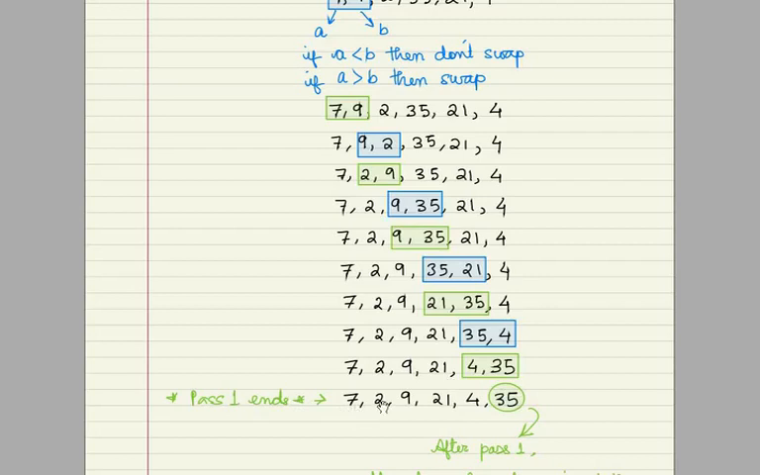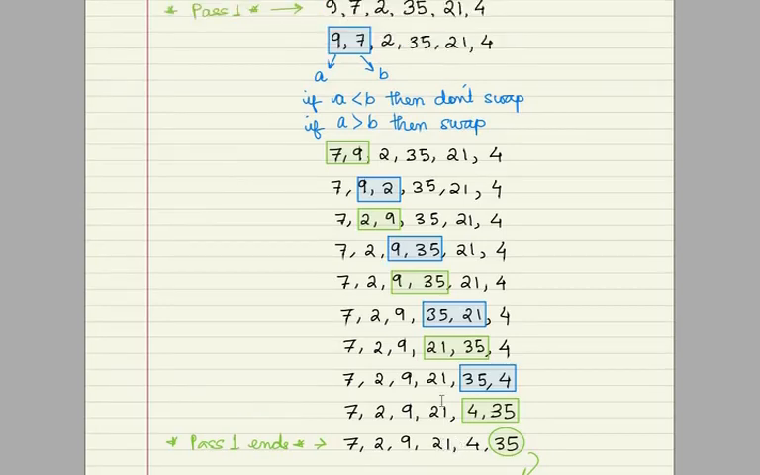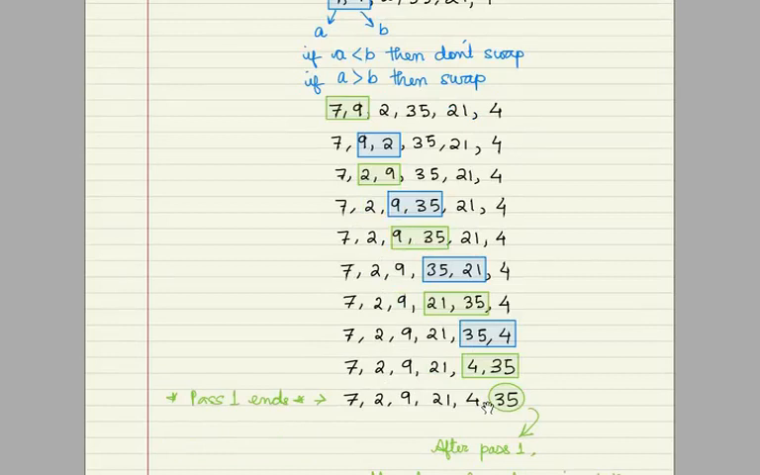However, in the other case, 7, 2, 9, 21 and 4 are still not arranged at all. So we have to do something more. Now what we have to do is basically the same thing again. We have to repeat the same things so that the next highest value comes to the next place.